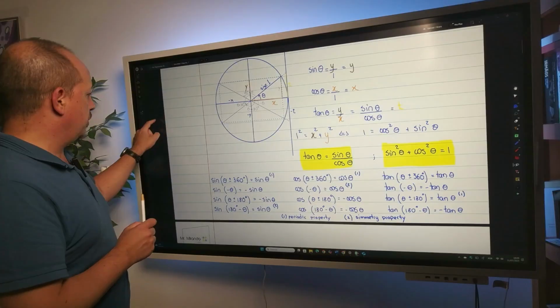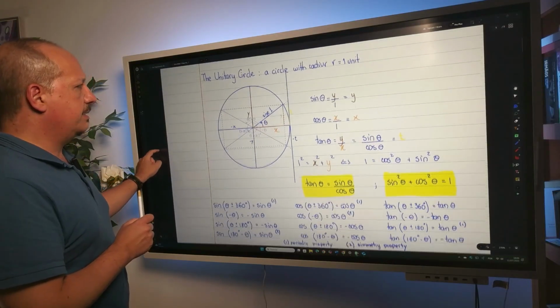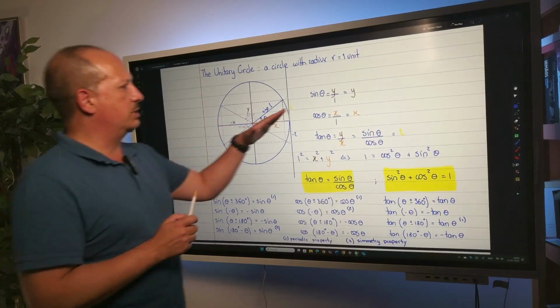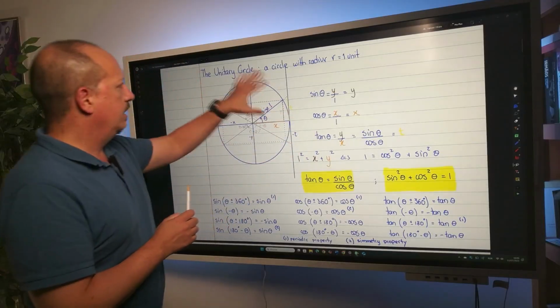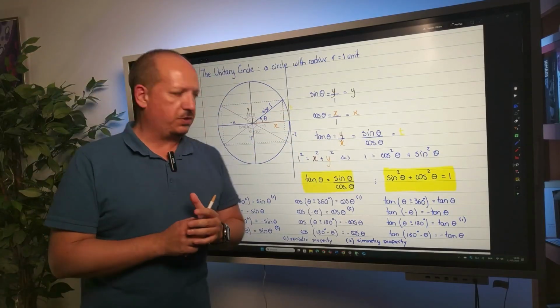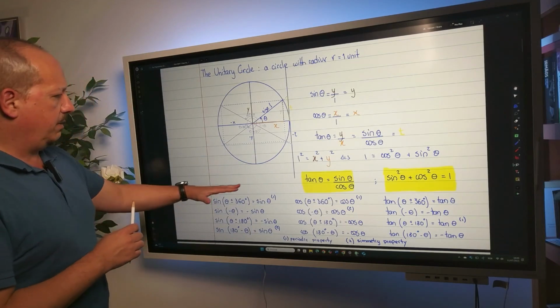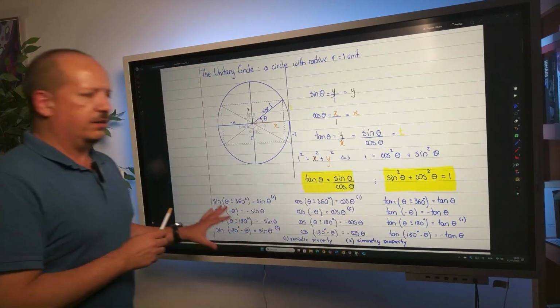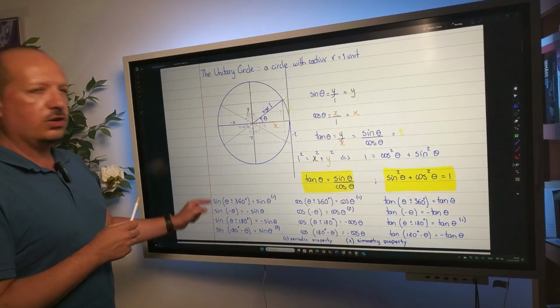I want you to pay attention also to some characteristics that relate to the sine, the cosine, and the tangent when we are dealing with the unitary circle. Namely, these characteristics over here. Let's go one by one, focusing first on the sine.